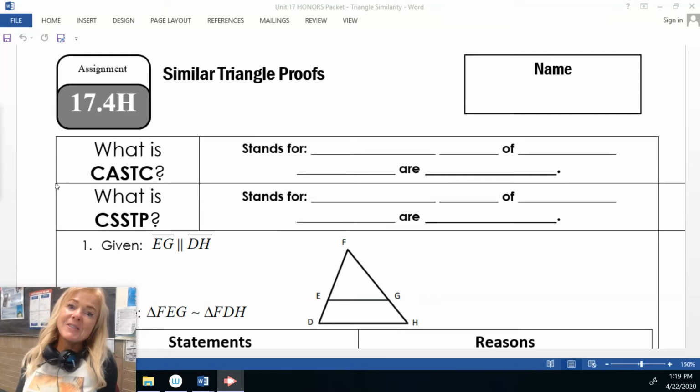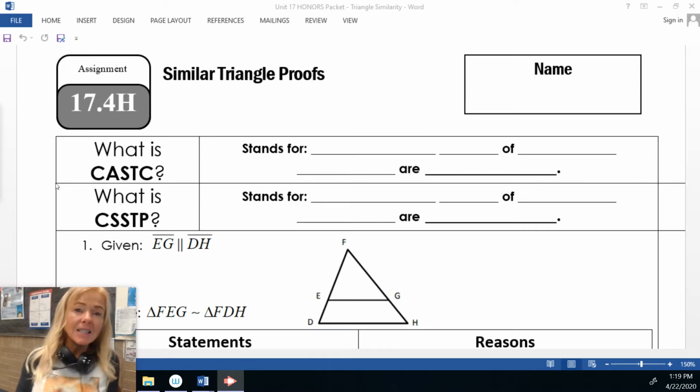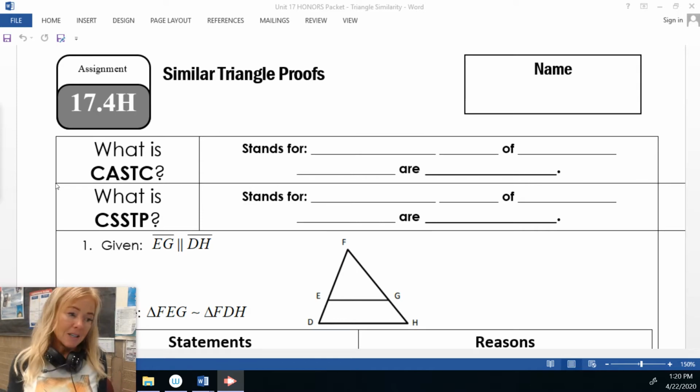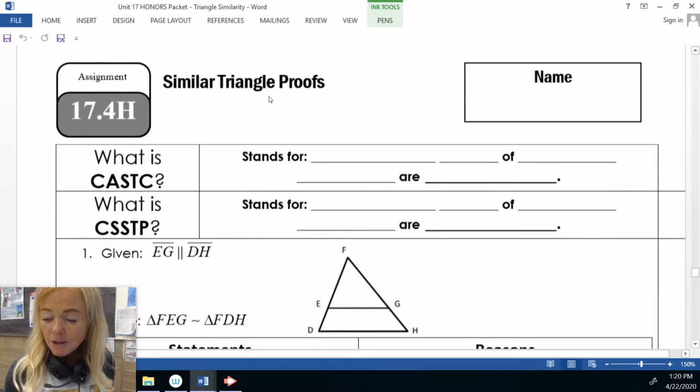So hopefully you've watched all the videos and done all of the homework for 17.1 through 17.3 on our similar triangle unit. This is the last section for our similar triangles. So 17.4. Just as a recap, remember that triangles are similar.